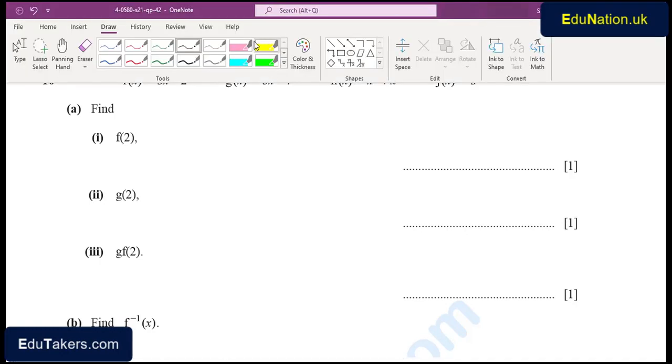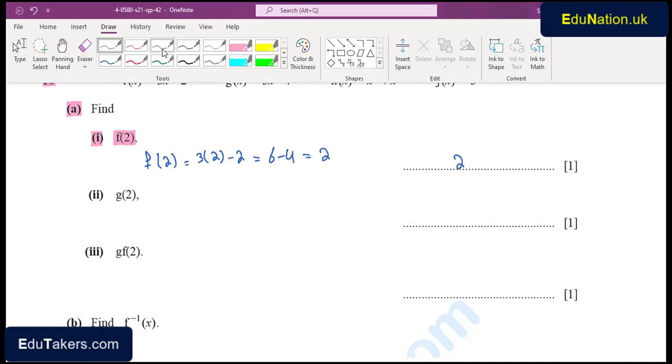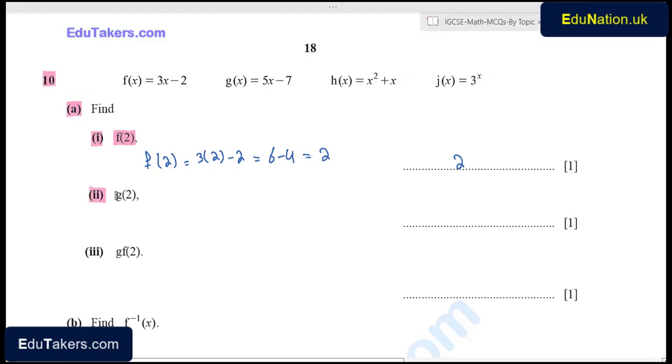Next is question number 10. Functions are given. Part A is find, and the first part is f of 2. So f of 2 is equal to 3 into 2 minus 2, which is 6 minus 4, which is 2. The answer is 2. And its second part is g of 2.